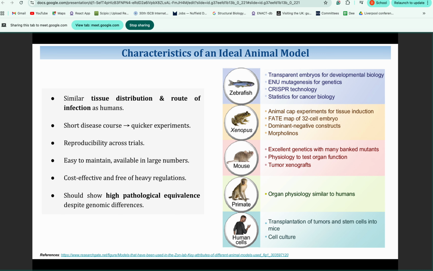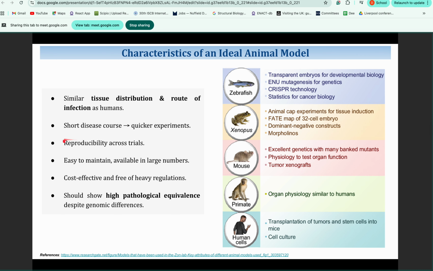So first thing is similar tissue distribution and route of infection as humans. Because we are studying the human disease, we are modeling the human disease in these organisms. So first thing which we want is that they should show similarity in the tissue distribution. They should not be completely different from the human tissues, as well as route of infection as humans. Short disease course, that means it should be completed with quicker experiments.